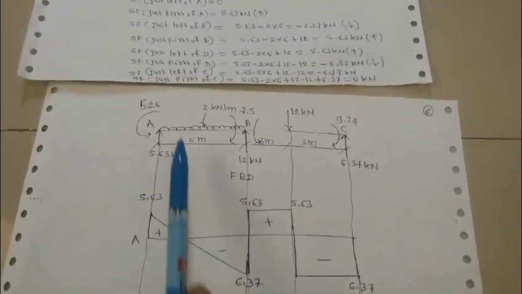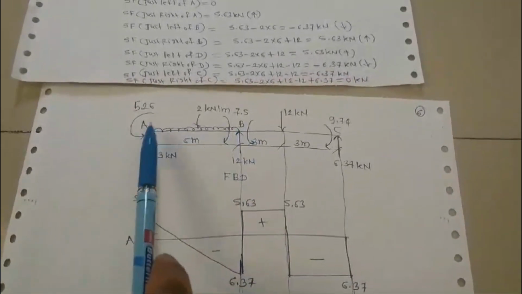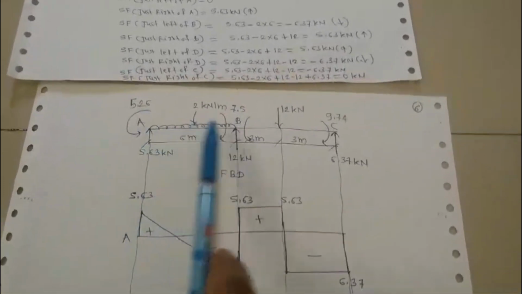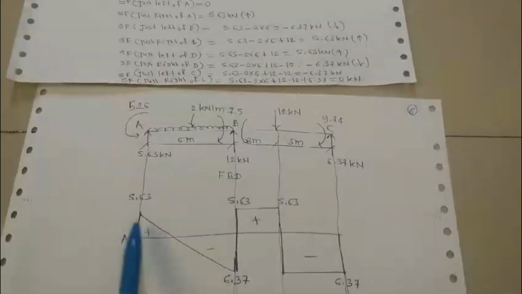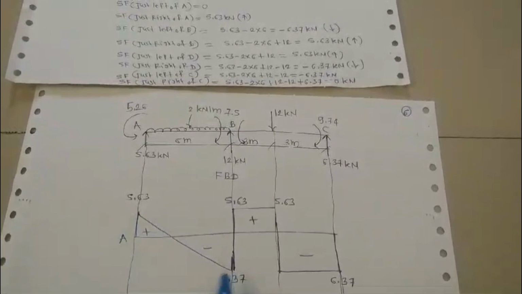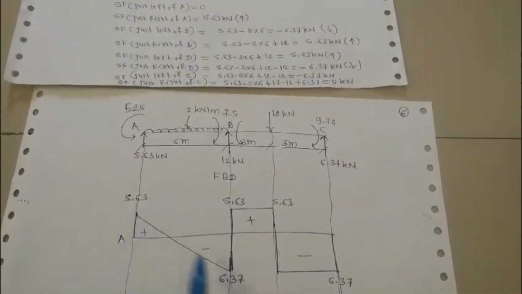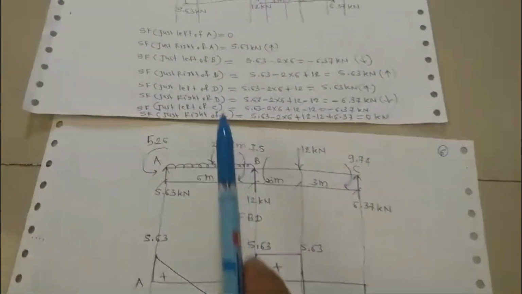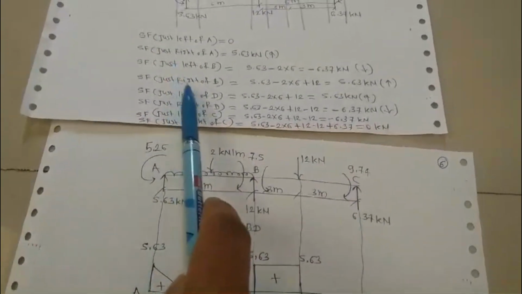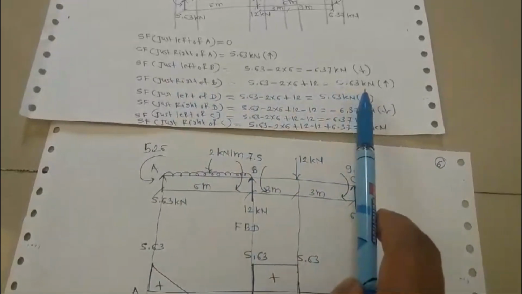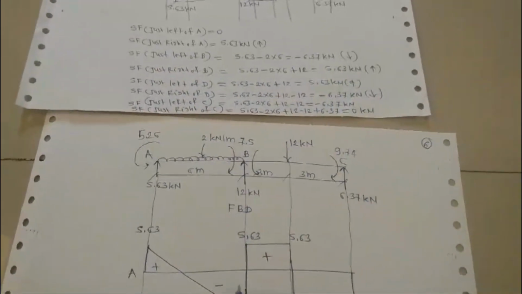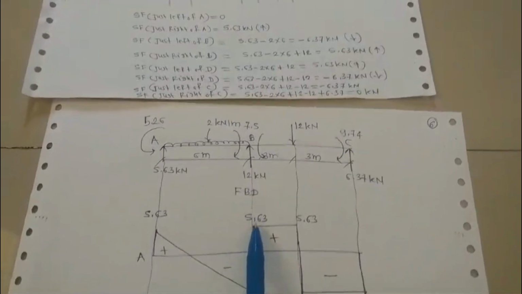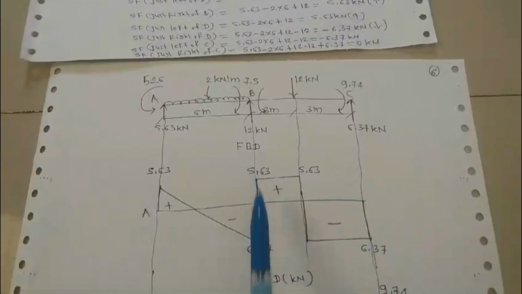So this slanting line occurs because on span AB there is a UDL. If a UDL is acting on the span, a slanting line will appear in the shear force diagram. Now you can see SF just right of B, 5.63, that is positive, that is upward. So it is positive, hence 5.63.